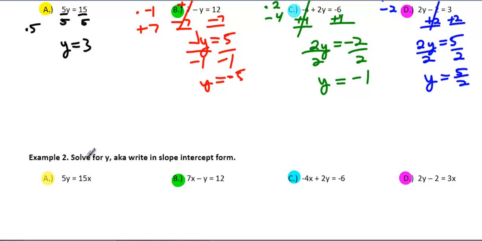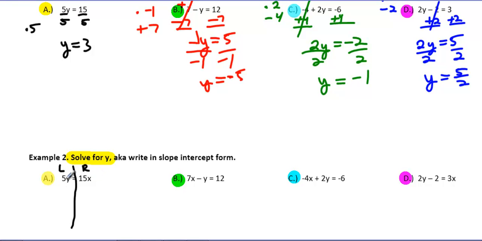I'm asked to solve for y. That's important, let me highlight that: solve for y. Notice that's also called writing in slope-intercept form. So what I'm going to do is look at the y. It's important to realize that the y is on the left side, so I'm not even looking at what's on the right side at all.